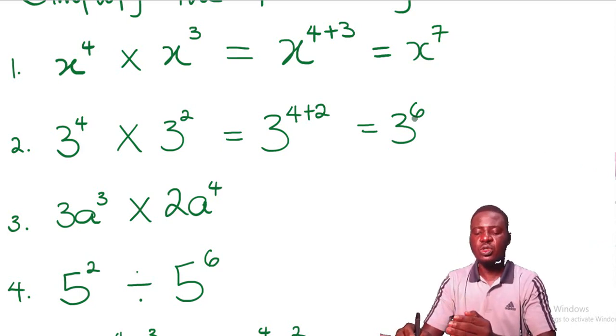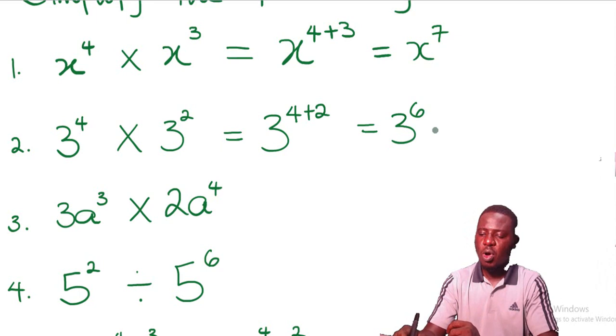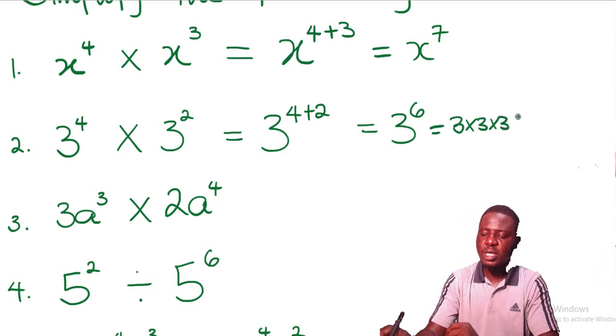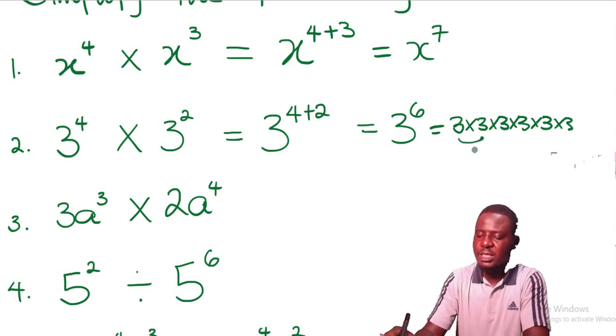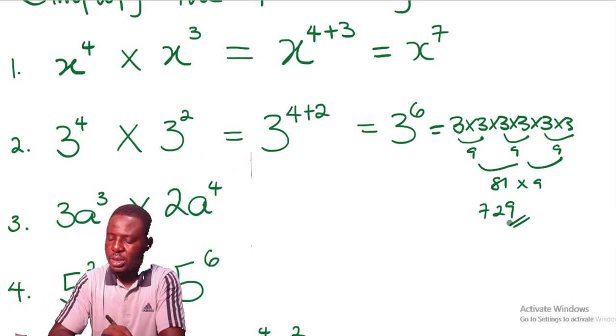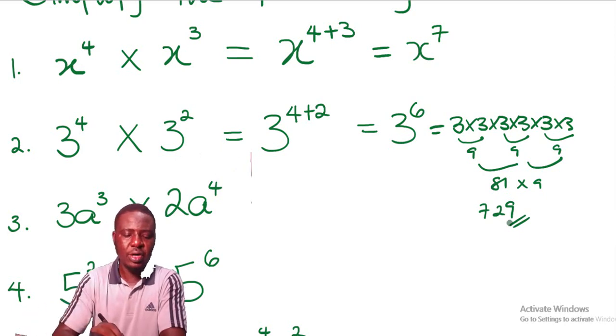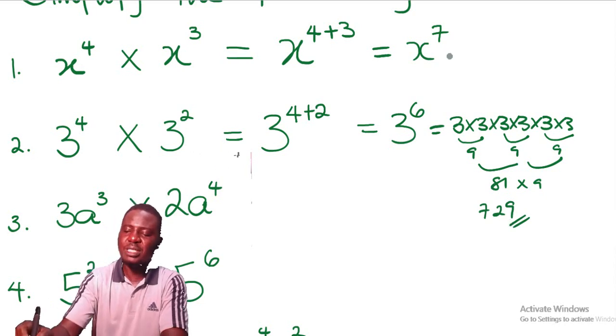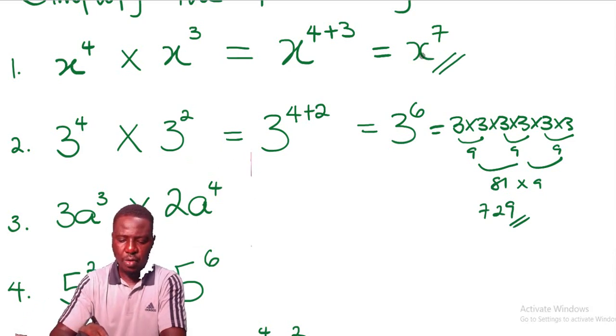Most questions will demand you leaving your answers in index form. Otherwise, you attempt to expand this 3 raised to the power of 6, which can be said to be 3 times 3 times 3 times 3 times 3 times 3. Okay, so you have to simplify that out. This gives me 9, this gives me 9, and this is also 9. So 9 times 9 will give you 81, and 81 times 9 gives us 729. Yes, so this is 3 raised to the power of 4 times 3 raised to the power of 2. Why we didn't simplify the first one is because x is said to be a variable.